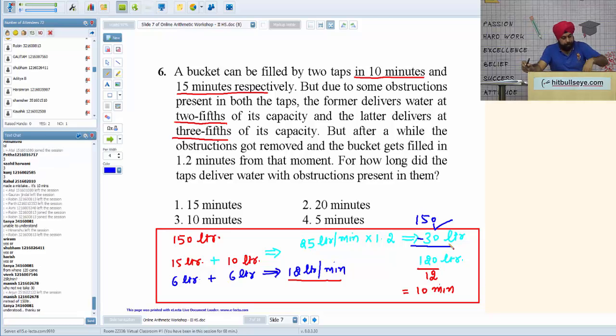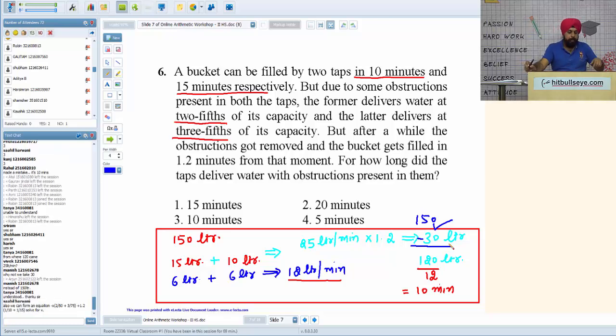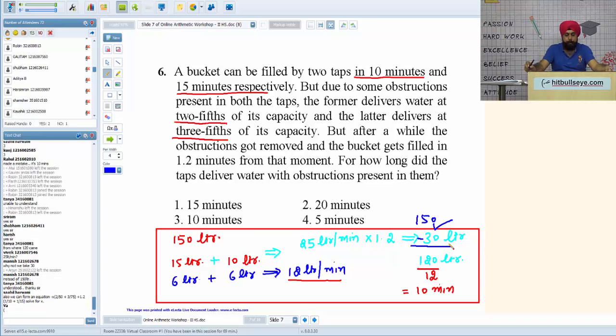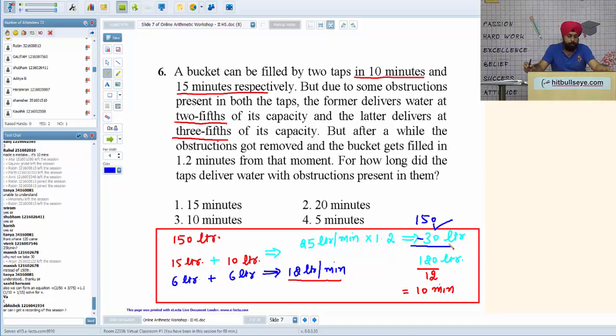Manish, if we take 30 liters, we can definitely take that, but in that case, because the speed of the taps will come out to be 3 liters a minute and 2 liters a minute, then you won't be able to do 2 by 5 and 3 by 5 in terms of integral values. Then your calculations will become a little tougher.